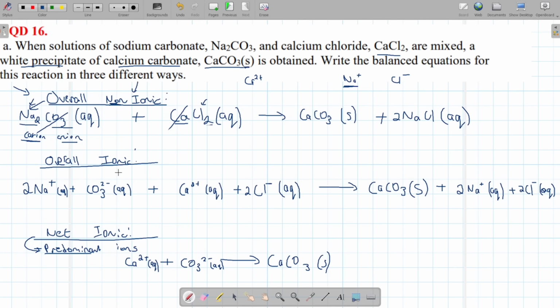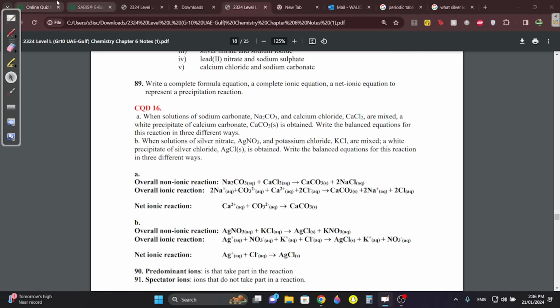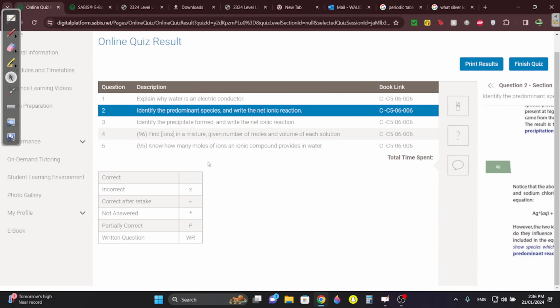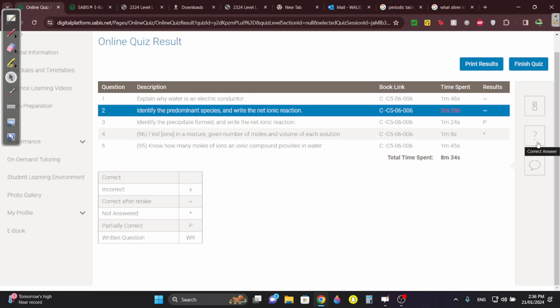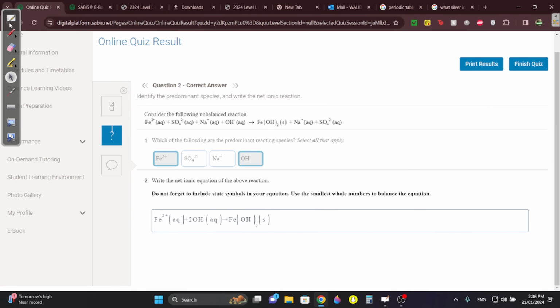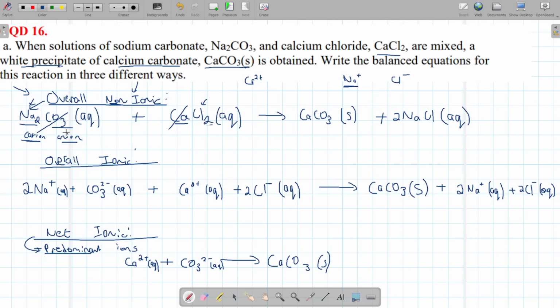But for the overall ionic and the net ionic, you have to write the charge. Okay, this is how you write the overall non-ionic, the overall ionic, and the net ionic. Now, in the quiz, they don't mention anything about the overall ionic or the overall non-ionic. That's why I wanted to show you these, because it's in the course revision, it's in the notes. So if it comes written, I genuinely think they will ask you to write it down in three different ways: overall non-ionic, overall ionic, or net ionic.